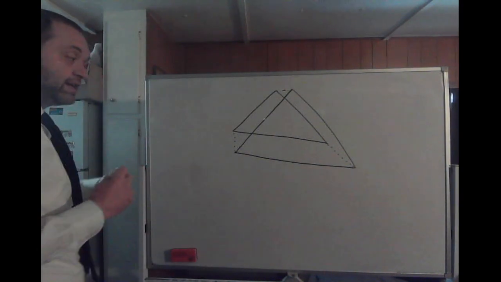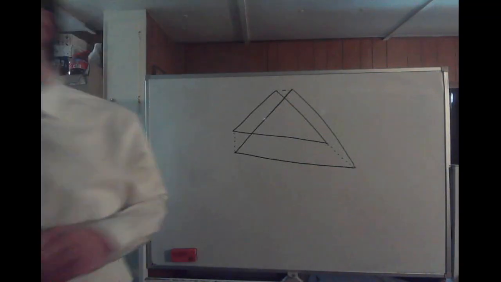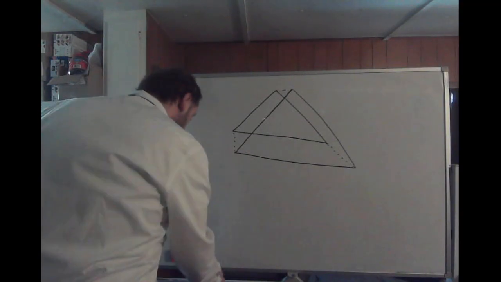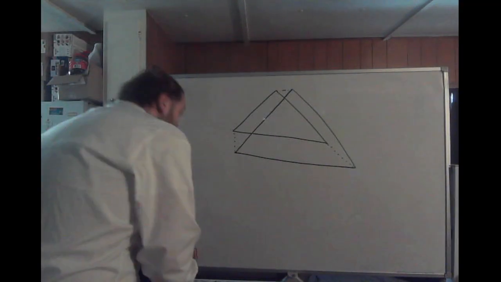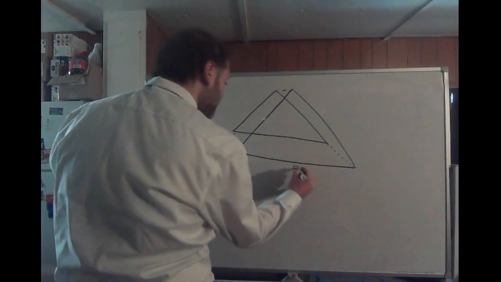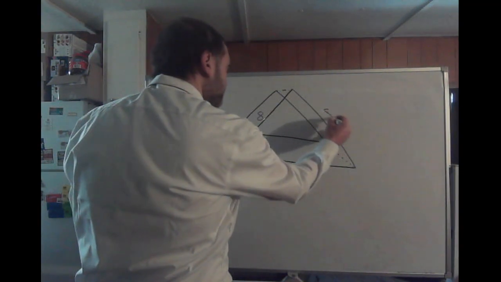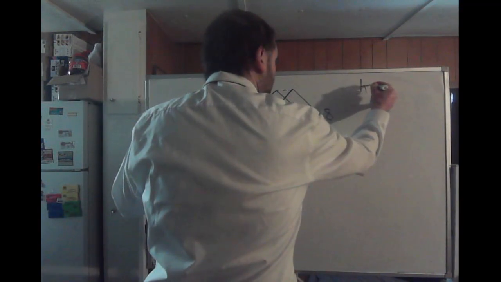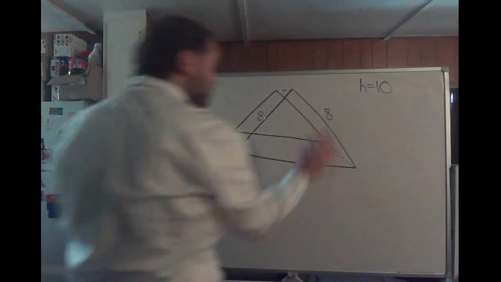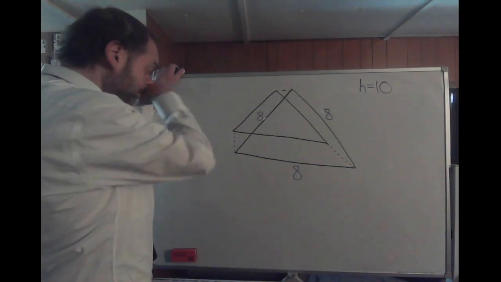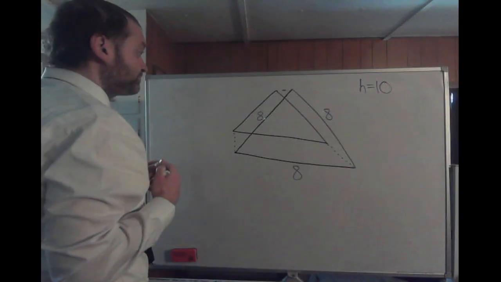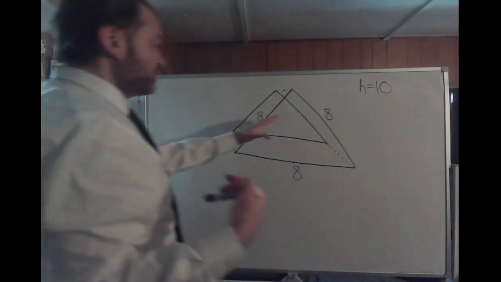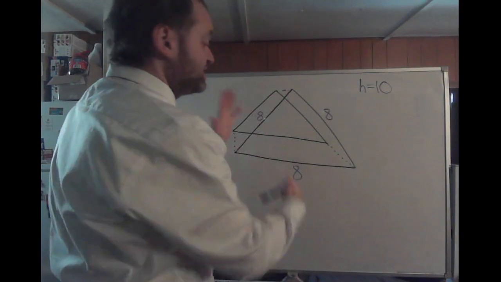Alright, so we have an equilateral triangle where all of your sides are 8. So every side of this equilateral triangle for your base is 8. You have a height of 10 units for the prism itself. So if you have the height of the prism being 10, you have sides of 8.